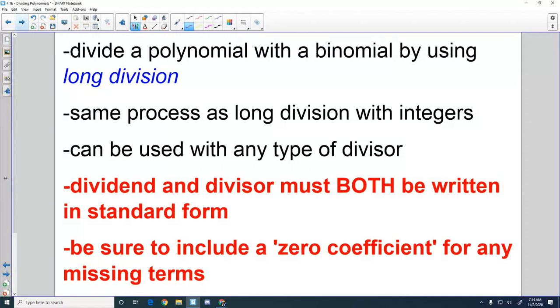Who remembers long division with numbers from like a million years ago? Yeah, you're like, okay, how many of this goes into that number? Then you multiply it, subtract, and then you repeat that process. Well, I hope you're familiar with that because that's what we're going to do with polynomials now. Same concept. Really is the same process as long division with integers.